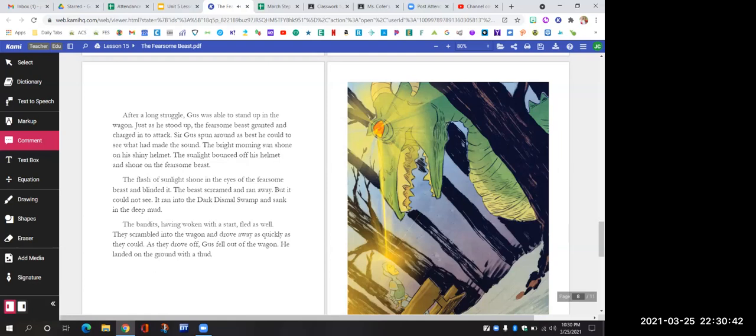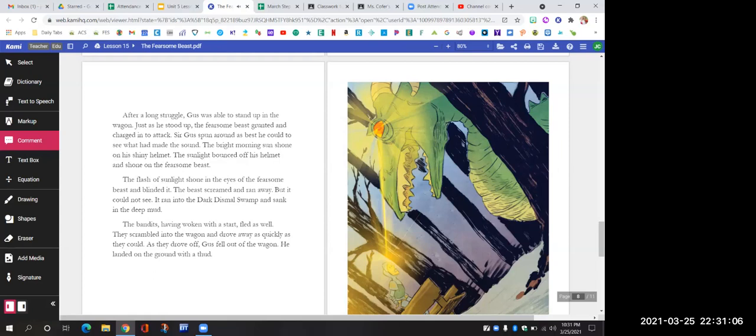The flash of sunlight shone in the eyes of the fearsome beast and blinded it. The beast screamed and ran away, but it could not see. It ran into the dark, dismal swamp and sank in the deep mud. The bandits, having woken with a start, fled as well. They scrambled into the wagon and drove away as quickly as they could.